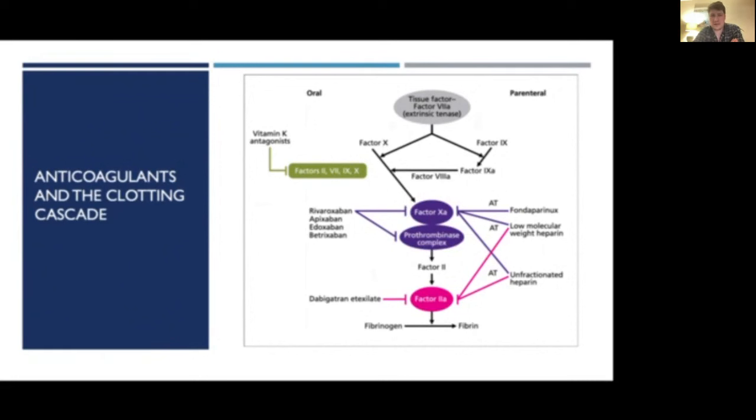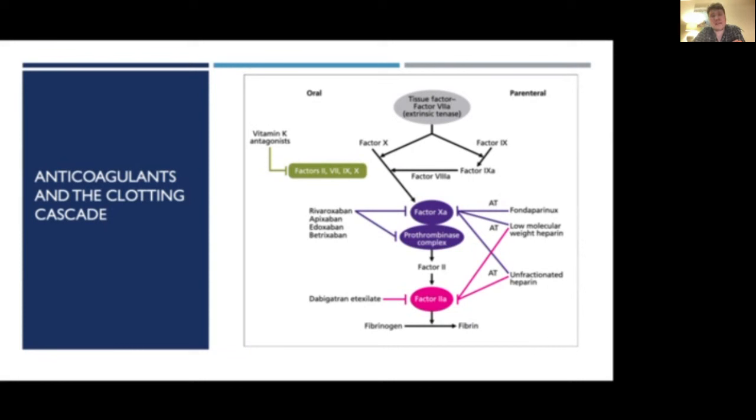There's a range of mnemonics out there. And I'd recommend it, because it does come up quite heavily in exams and elsewhere in life. We're using more and more drugs such as DOACs, so direct oral anticoagulant drugs like rivaroxaban, apixaban, edoxaban, those are the most common ones. And they act mainly on factor 10A. That's why they've got the Xa in them.